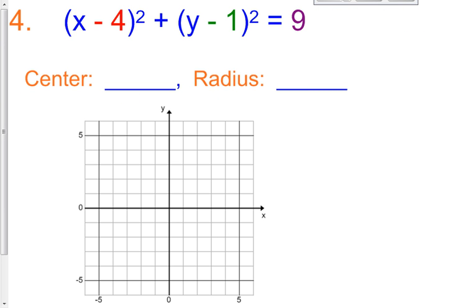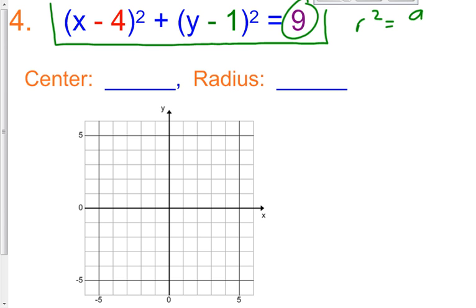Problem number 4, we're going in the opposite order. This time we're given the equation of a circle, and we want to find what the center is and what the radius is. I always like to start with the radius. r squared is on the right side, so r squared equals 9. The radius is always the square root of whatever is on the right side, which is 3. Oftentimes when we take the square root, we need both the plus and the minus. However, with this lesson, that isn't necessary, because the radius is always a positive distance. So the radius is 3.